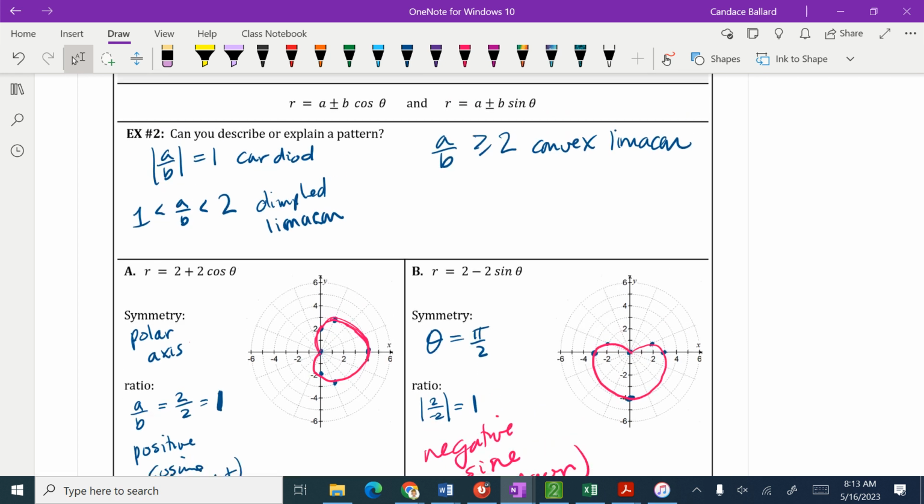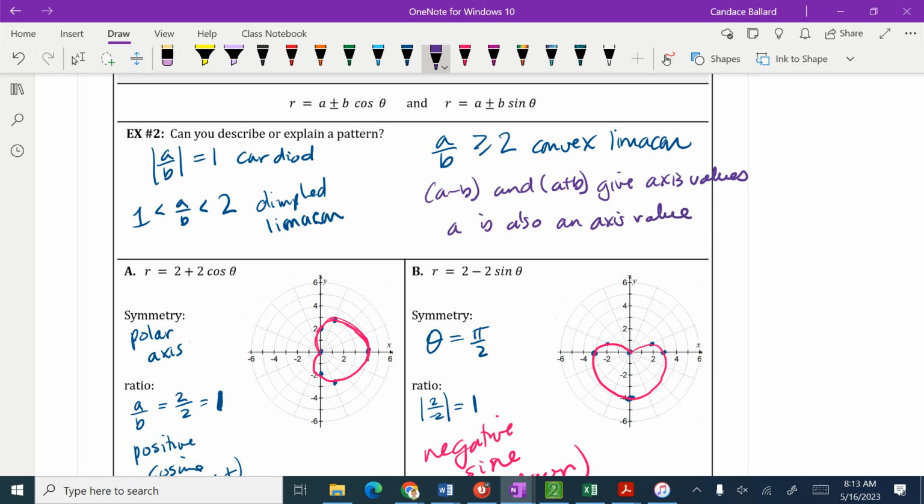So we're going to write that up here. If we have A minus B and A plus B give axis values, we're going to try it out, and then A is also an axis value. So let's see what happens with that. We kind of did it with the graphing calculator to help us, but let's see if that's actually true, and if that holds true on all of them.